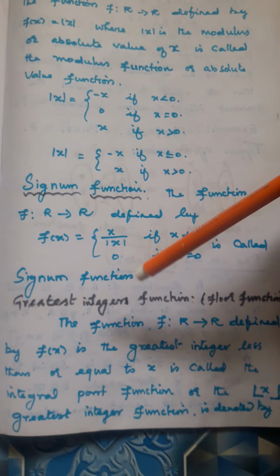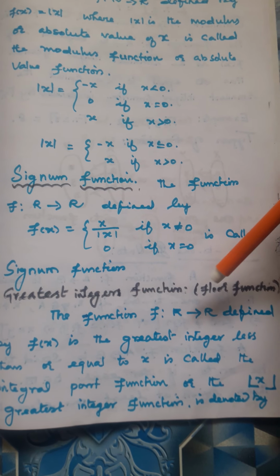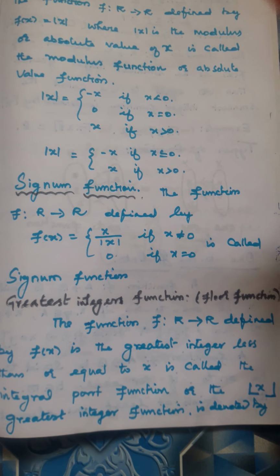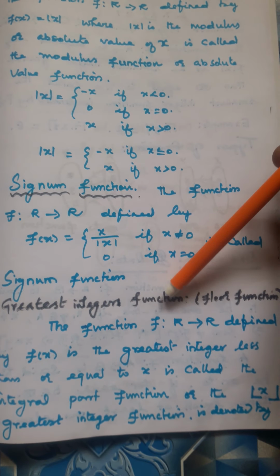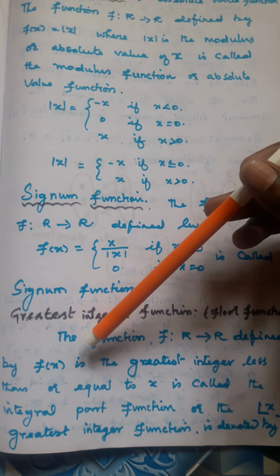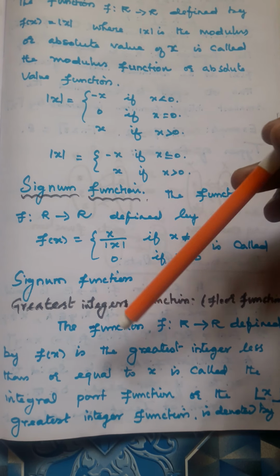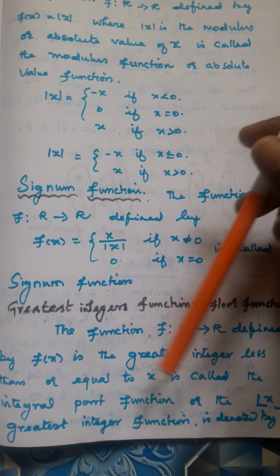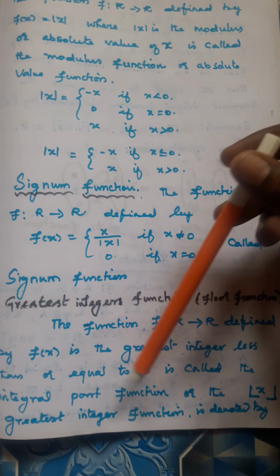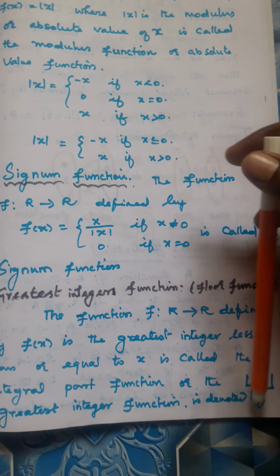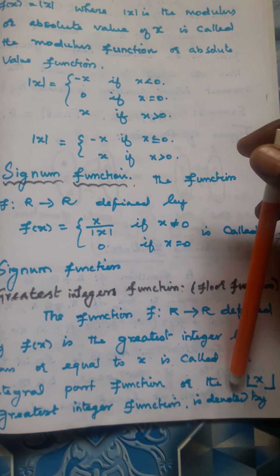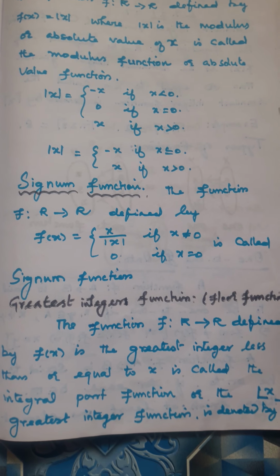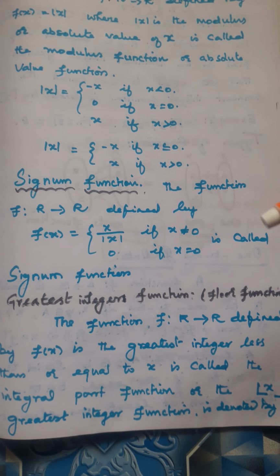The next most important one: greatest integer function or floor function. Floor means normal your house floor only. The function f from R to R defined by f(x) is the greatest integer less than or equal to x is called the integral part function or the greatest integer function. It is denoted by like L, two sides L and x. That is called your greatest integer function or floor function.